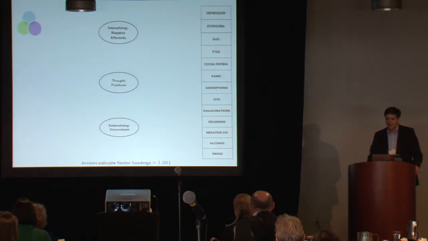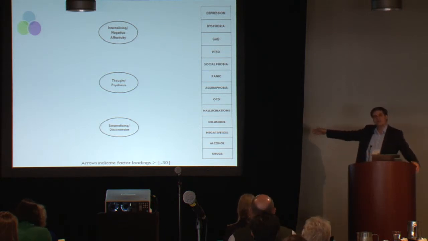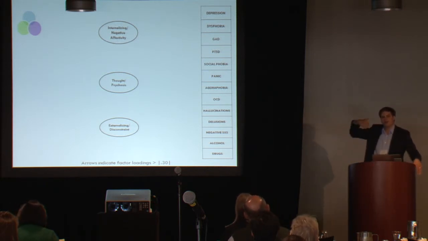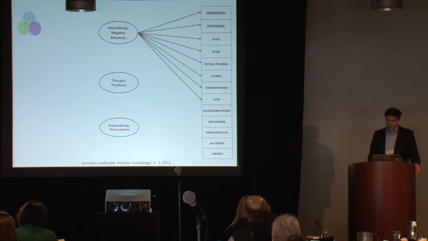And what you see here, on the right-hand side, is a listing of the disorders. We did this at the symptom level, meaning that these are dimensions of the disorders as opposed to just yes or no. So for depression, for example, it is 0 to 9 in terms of the 9 criteria of depression. And what you find is a very orderly pattern, with the internalizing or negative affectivity factor capturing most of the mood and anxiety disorders.